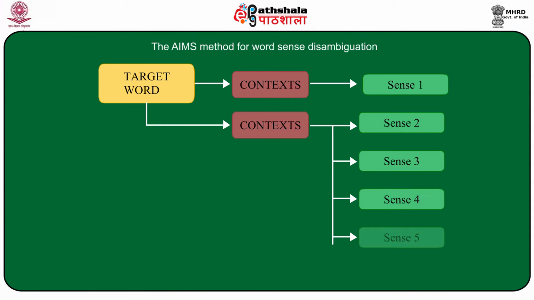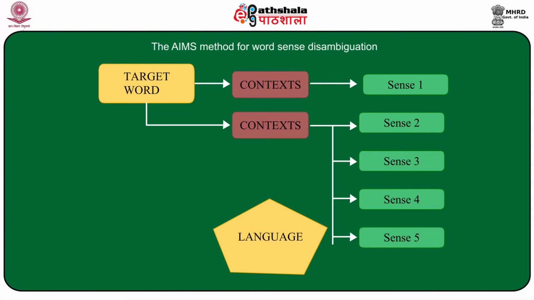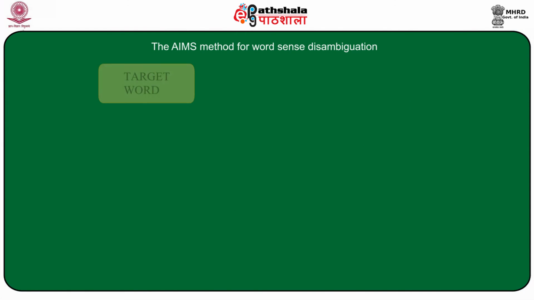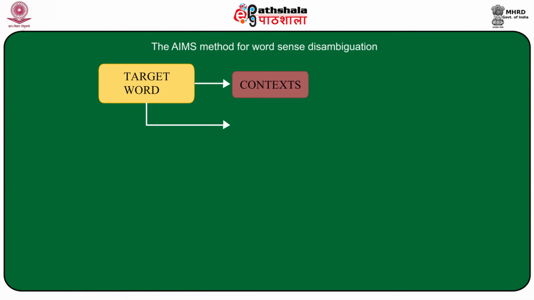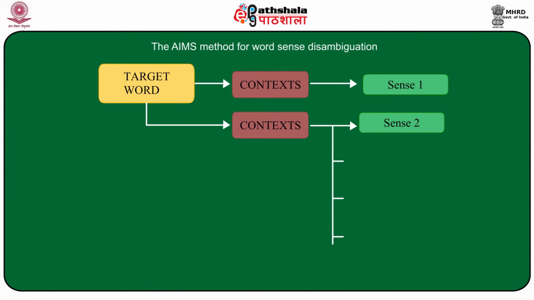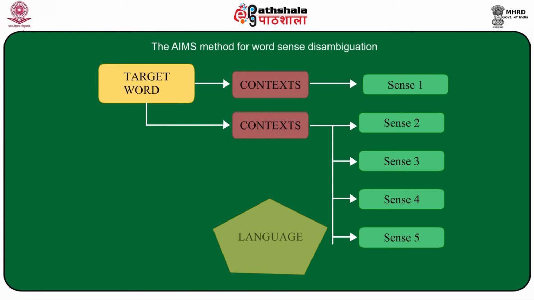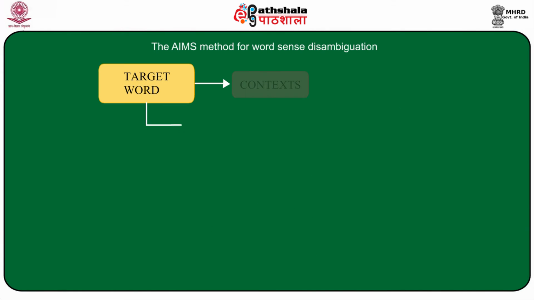So we propose here a new strategy which we call AIMS model. That means acquisition of information from multiple sources. This is known as AIMS model, accessing information from multiple sources in understanding the word meaning. So if you look at the diagram given here, it is something like that.